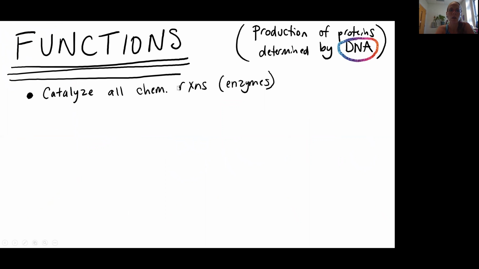To begin, we have a whole list of functions to talk about for our proteins. Remember, the production of those proteins is determined by your DNA molecule, your hereditary molecule. Our proteins are going to be responsible for catalyzing all chemical reactions in the cell and in the body, and we call that group of proteins enzymes. We'll talk a little bit more about what this means toward the end of this video, but essentially, you have to have an enzyme present in order to have a chemical reaction happening. So we can control what chemical reactions a cell can do based on what enzymes are available.